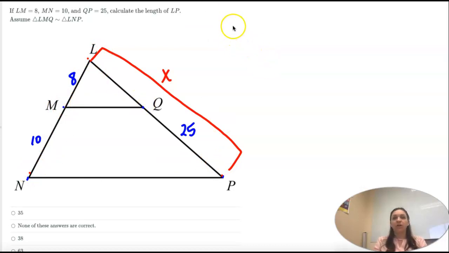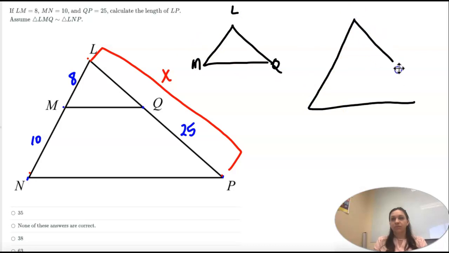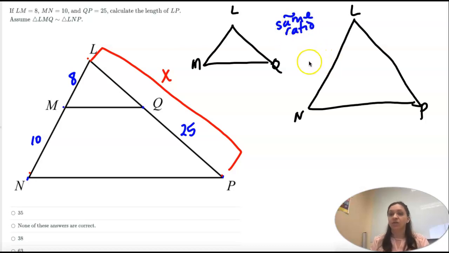So that's important because if I have the little triangle, L and Q, and then the big triangle, L and P, if these are similar to each other, that means they have the same ratio between the sides, just like we did on the last one. Okay, so I'm going to rewrite the sides. L to M is 8. We don't know L to Q, but we're going to find it.